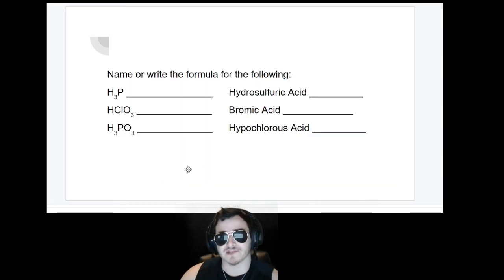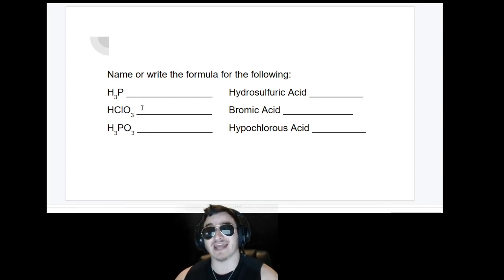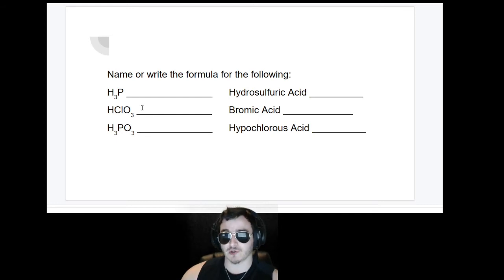So let's look at a few examples here. We have H3P. This is just hydrogen and an element. Therefore, it is binary. So this one should start with hydro. And P is phosphorus. So this one would be hydrophosphoric acid. HClO3. All I have to do is look at my polyatomic ion chart. I see that ClO3 is chlorate. It ends in ate. Therefore, the ending becomes ic. So it is chloric acid.